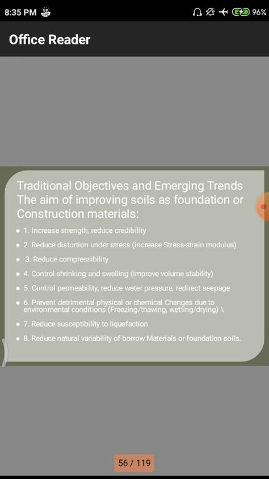prevent detrimental physical and chemical changes due to environmental conditions. That means in a few places of our country, we are having a huge amount of temperature change. In the morning itself, we are having 40 plus temperature. In the evening, it reduces to 20 degrees and 10 degrees like that. Mainly these kinds of situations we are facing in Rajasthan and other states.